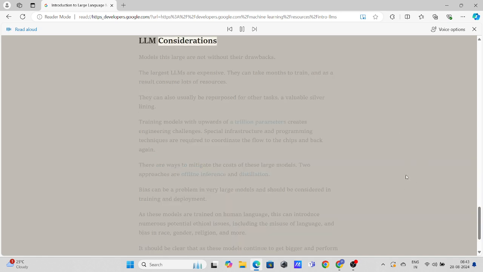LLM considerations. Models this large are not without their drawbacks. The largest LLMs are expensive. They can take months to train and, as a result, consume lots of resources. They can also usually be repurposed for other tasks, a valuable silver lining. Training models with upwards of 1 trillion parameters creates engineering challenges. Special infrastructure and programming techniques are required to coordinate the flow to the chips and back again.